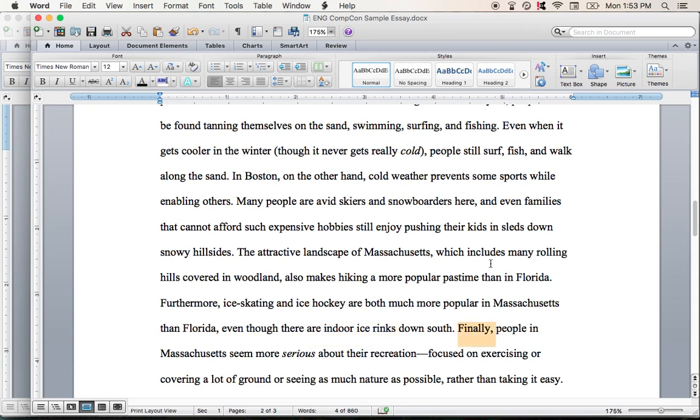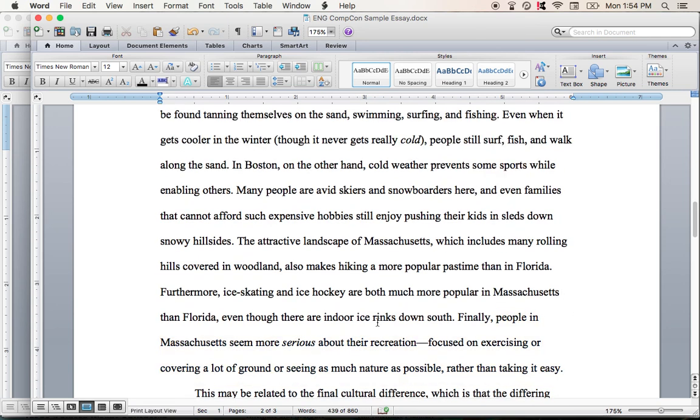Finally, here's the last item. I'm letting you know we're coming to the end of the list of points. Finally, people in Massachusetts seem more serious about their recreation, focused on exercising or covering a lot of ground, right? Like going a far distance, or seeing as much nature as possible rather than taking it easy.